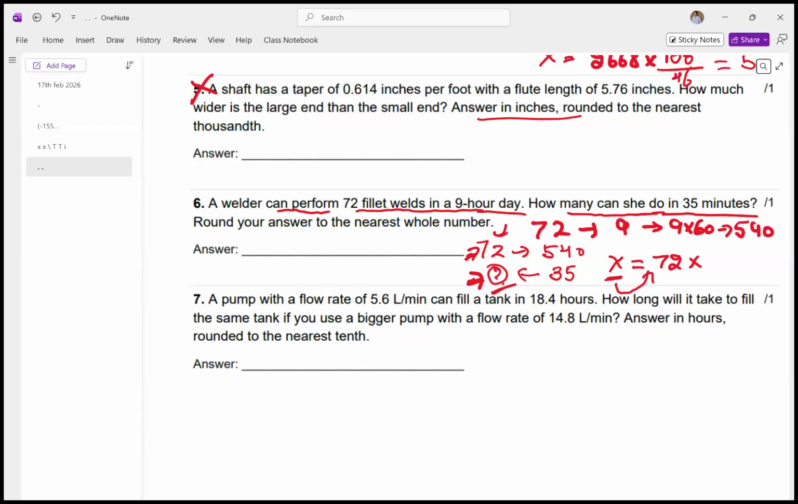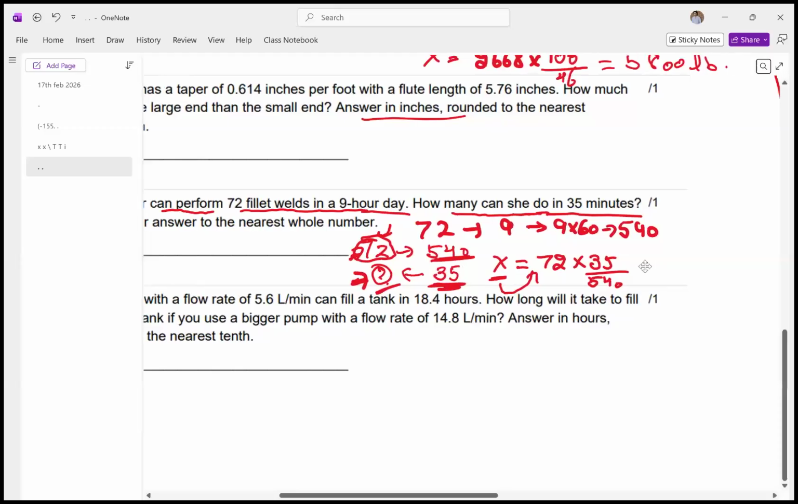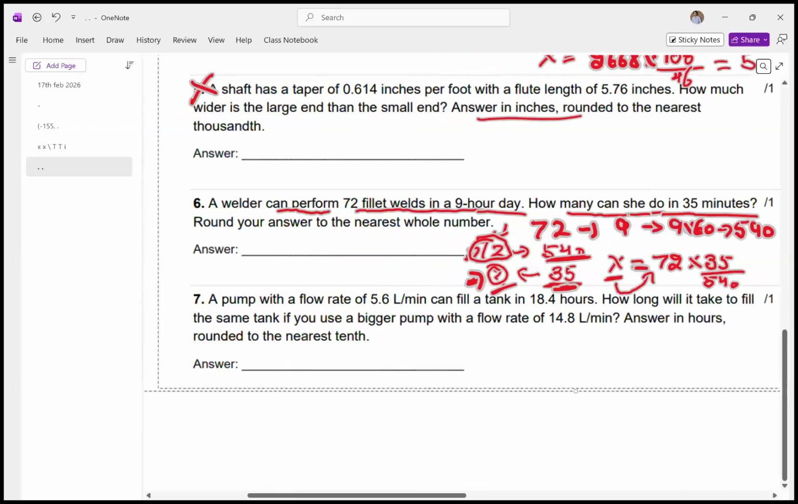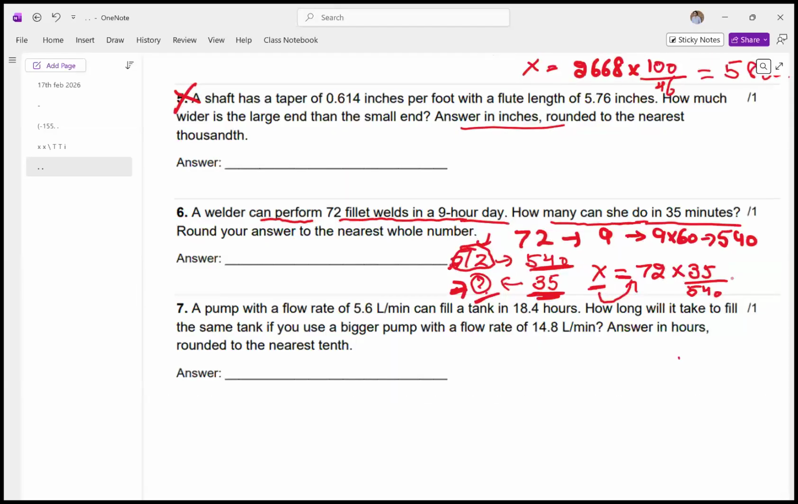Now ask yourself a question: if someone is spending more time, then the number of fillets will increase. If someone is spending less time, the number of fillets will reduce. So it's again a direct proportion question. So I want the smaller number now, because she's only spending 35 minutes, compared to 540 minutes, in which she gets an output of 72 fillets. So in 35 minutes she should get fewer fillets, so I will write the smaller number on top, 35, and 540 on the bottom, and that's going to give me the final answer as 4.67, which is approximately 5.